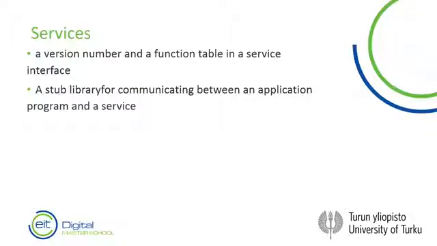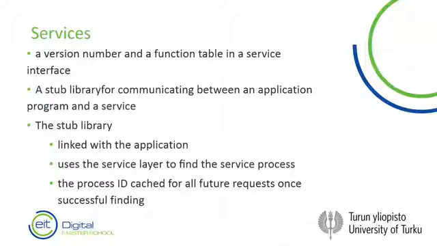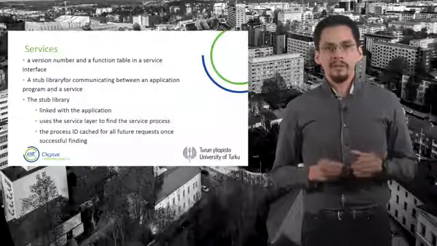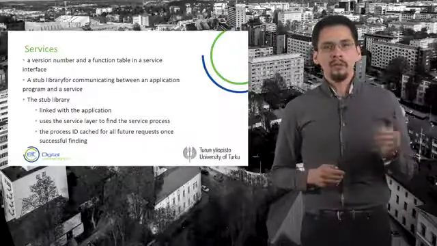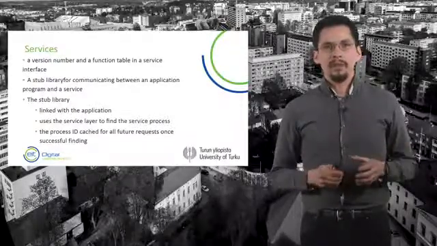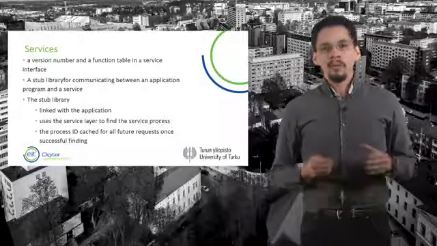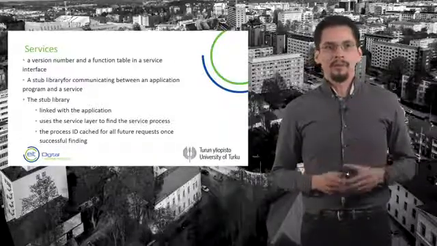How does a stub library work? A stub library, which has been linked with an application, utilizes the service layer for the purpose of finding the corresponding service process. After a service has been located, the service stub gets the process identifier, which will be used for later requests. By using a stub library, an application does not need to know the exact location in memory of the service or the implementation details of the service.